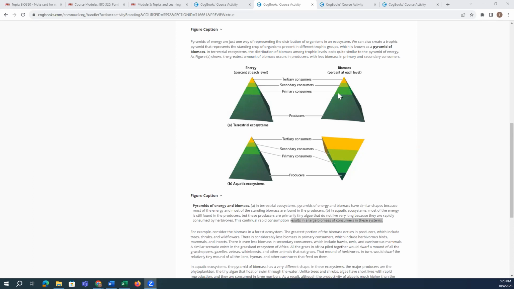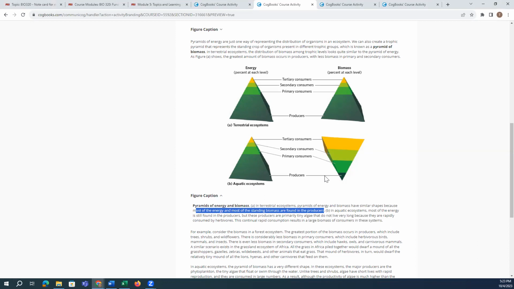Okay, so these two top triangles, this is the energy pyramid and biomass pyramid for terrestrial ecosystems, and these two match each other. And what they're saying is in a terrestrial ecosystem, energy and biomass have similar shapes because most of the standing biomass is in the producers. So this is going to be plants, right? We have tons of forest, tons of grass compared to terrestrial organisms that eat them, such as deer, moose, or whatnot. So essentially, there's just more physical producers than there are consumers.